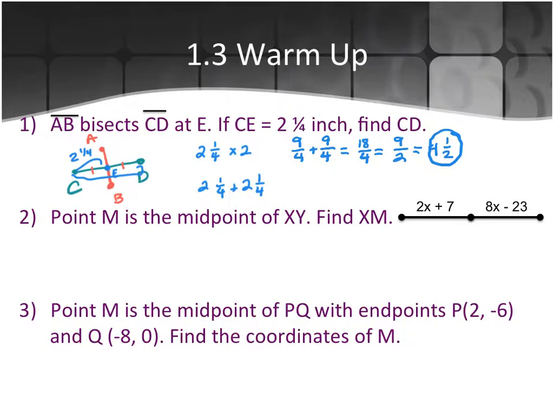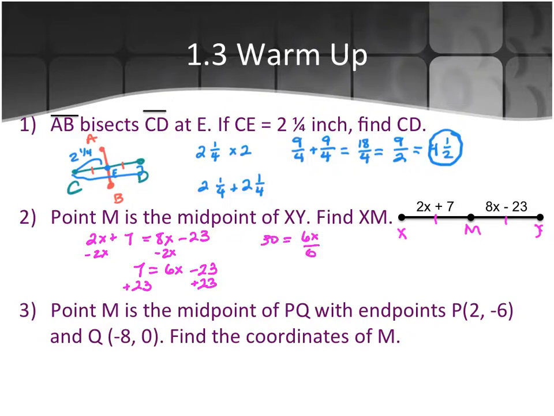Number 2 says point M is the midpoint of XY. Find XM. If this is XY and this is M, this is the midpoint, which means it's in two congruent parts again. So I can say that 2x plus 7 equals 8x minus 23, and then I want to solve that. Subtract the 2x: 7 equals 6x minus 23. Add the 23: 6x equals 30. Divide by 6.